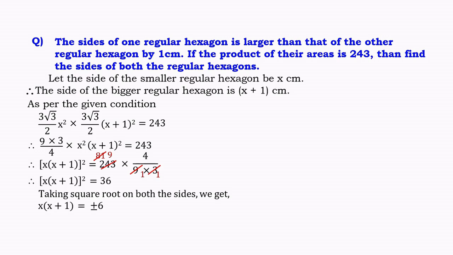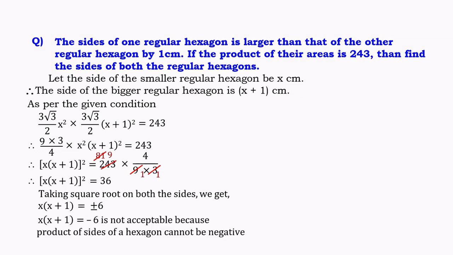Taking the square root on both sides, x multiplied by x plus 1 is equal to plus or minus 6. Since the product of side lengths cannot be negative, we reject the negative value. Therefore, x multiplied by x plus 1 equals 6. Expanding the expression, x squared plus x equals 6. Bringing all terms to one side, x squared plus x minus 6 equals 0.